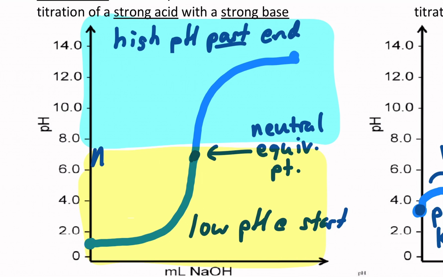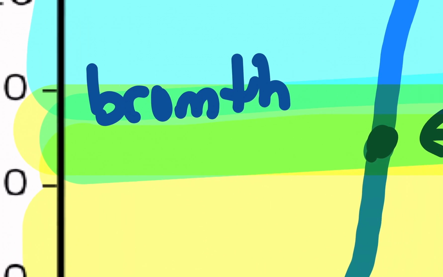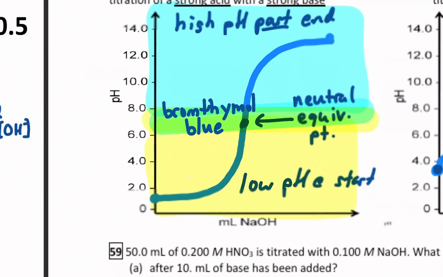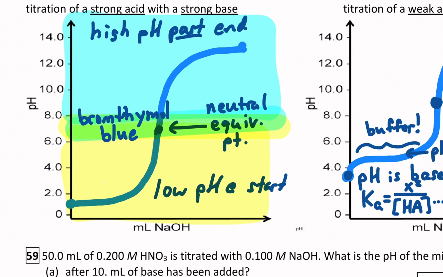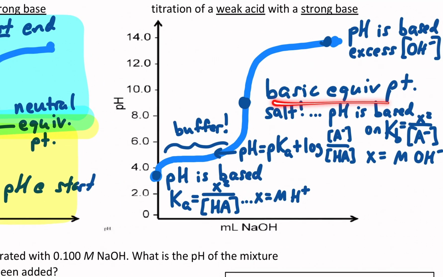It's really over a range of pH, so I should go back and maybe make this more multicolored. It's kind of greenish in the middle, actually, between 6 and 8. That's what you see with bromthymol blue. I'll just label that bromthymol blue. Most chemists should know that as a good indicator to use for acid-base titrations with a neutral equivalence point. What if I don't have a neutral equivalence point and have a basic equivalence point?